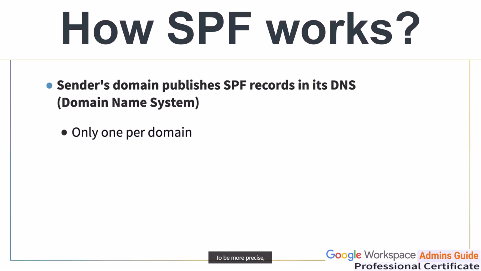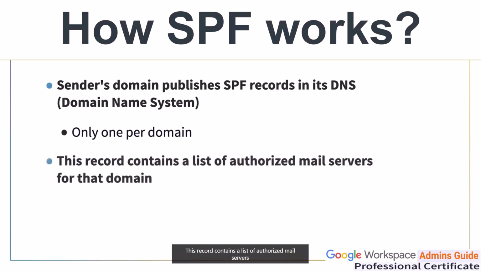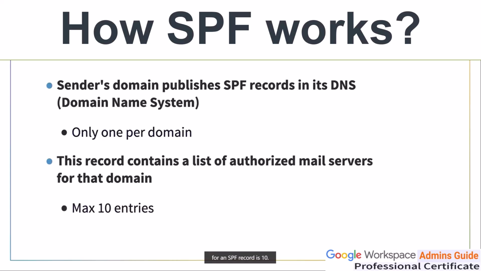To be more precise, the SPF record type itself has been deprecated, so now in most DNS systems we use a TXT record that works as SPF. This record contains a list of authorized mail servers for that specific domain. Please remember that the maximum number of lookups for an SPF record is 10.